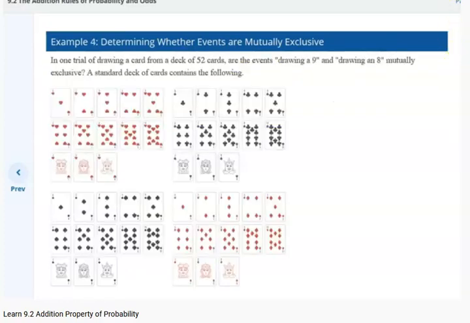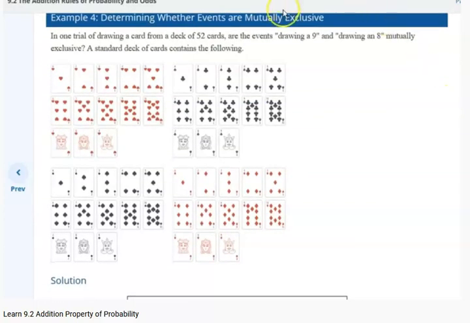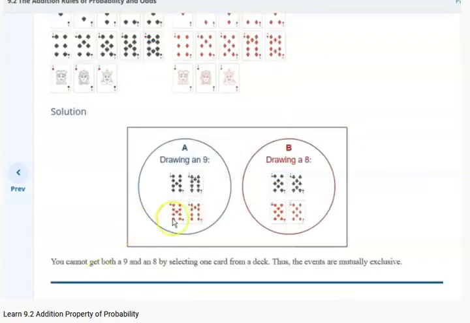Now, for example 4, we have our deck of cards, drawing a 9 and drawing an 8. Are they mutually exclusive? And the answer is yes, because the 9s are separate from the 8s. Now, how about if we said drawing a 9 and drawing a club? Would that be mutually exclusive? And the answer is no, because a 9 is also on a club card. All right, let's go on. And they have a nice Venn diagram showing that they are disjoint sets.